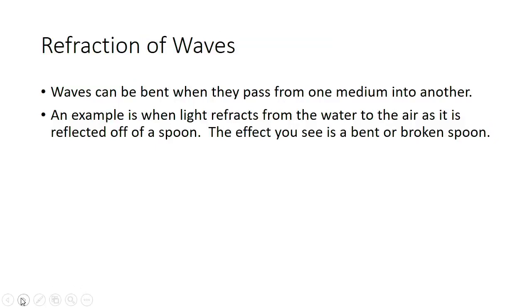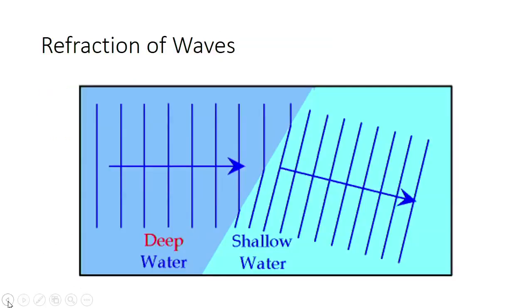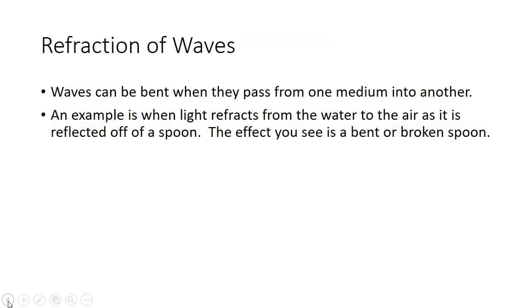The waves can bend when they pass from one medium into another. This we have already spoken about, the effect of a bending spoon or a pencil. If you put a pencil in water, you will see it as if it bends, but it's not broken or bent, it's just straight. It's only that you are looking at it through two mediums, through the water and through the air.